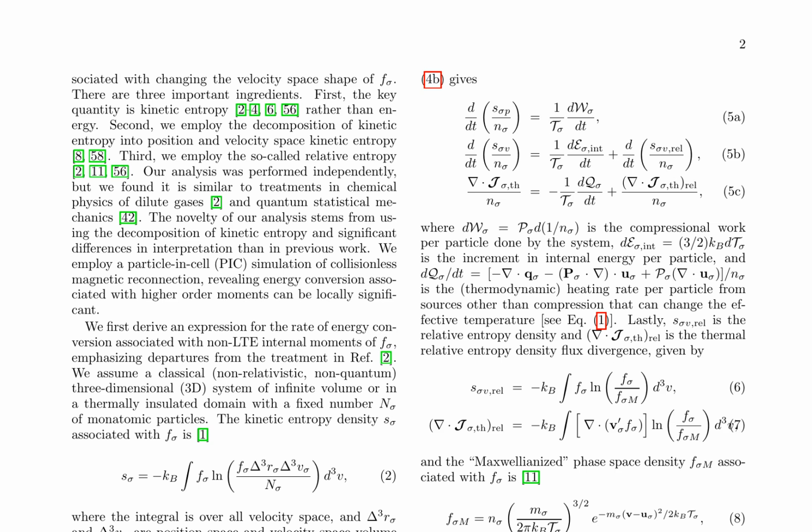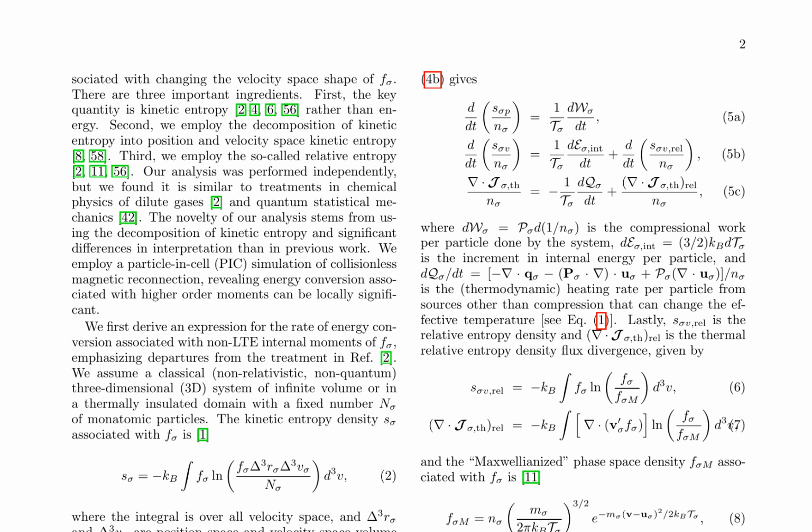The concept of kinetic entropy is central to understanding energy conversion in collisionless magnetic reconnection. It's decomposed into position and velocity space components, S_σp and S_σv, respectively. The kinetic entropy density S_σ is defined as a function of the phase space density f_σ, describing a classical, non-relativistic, and non-quantum three-dimensional system.